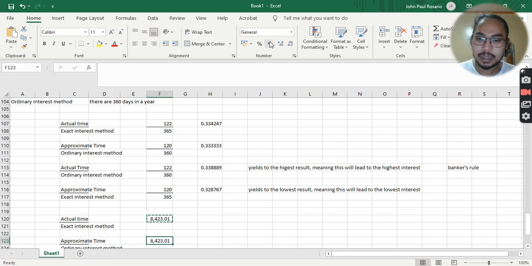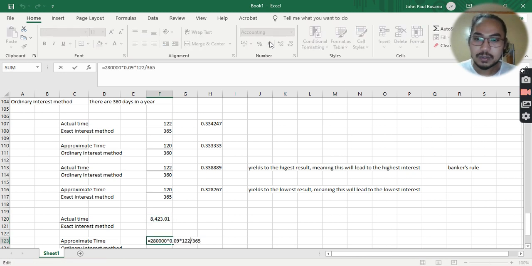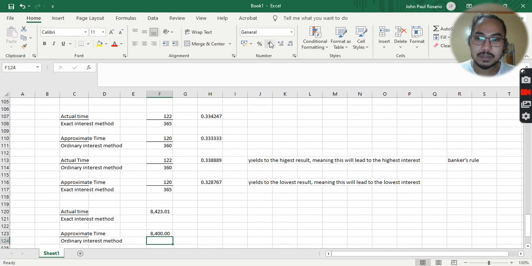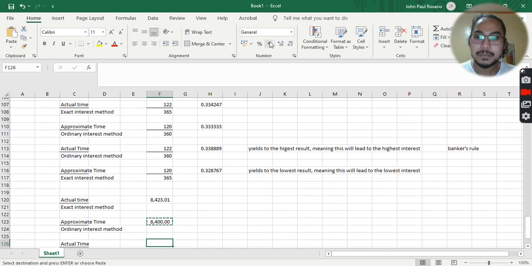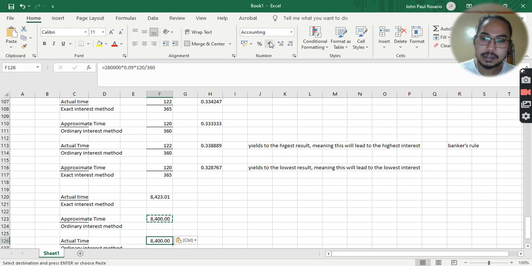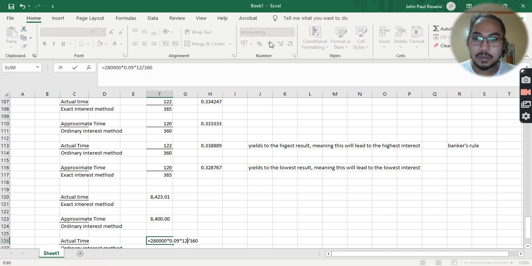So continuing with the example, if we use approximate time over ordinary interest, it is just 120 days, and then this one would be 360. So our interest would be 8,400. And then the next one is actual time, so 122.